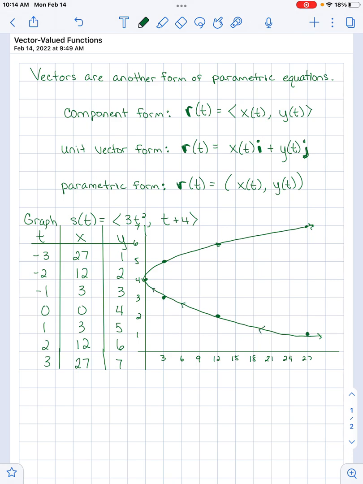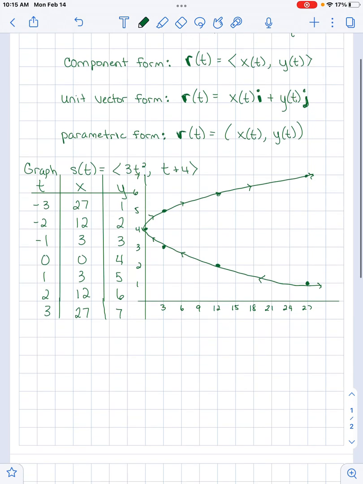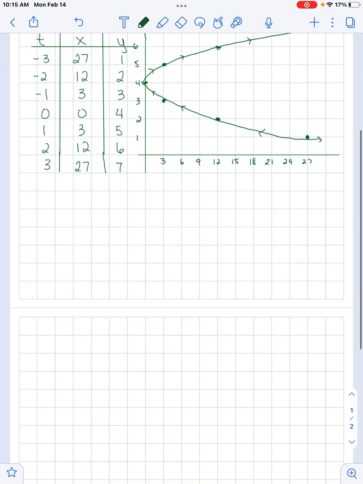And we can talk about direction. This was graphed out in that direction, just like we've done with every other parametric equation. That's the orientation of that graph. So vectors are just parametric equations. Let's start doing a little bit of calculus just to see how this is going to play out for the calculus portion of our show.